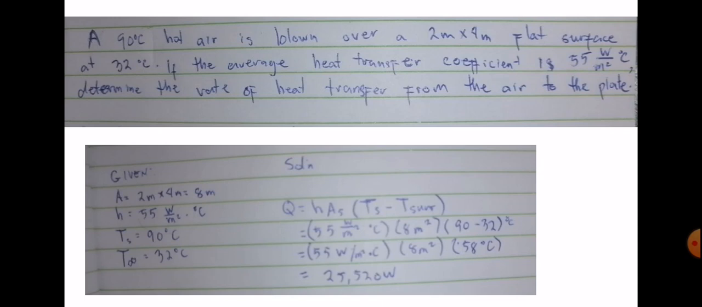Since we have all the values in order to calculate the heat transfer, we will just plug in all the values. So heat transfer is equal to h, or the heat transfer coefficient, times the surface area times the temperature of the surface minus the temperature of the surrounding. So 55 watts per square meter degree Celsius times 8 square meters times the 90 minus 32 degrees Celsius.